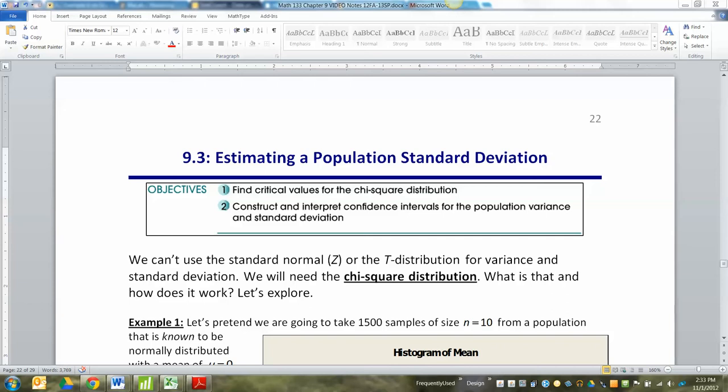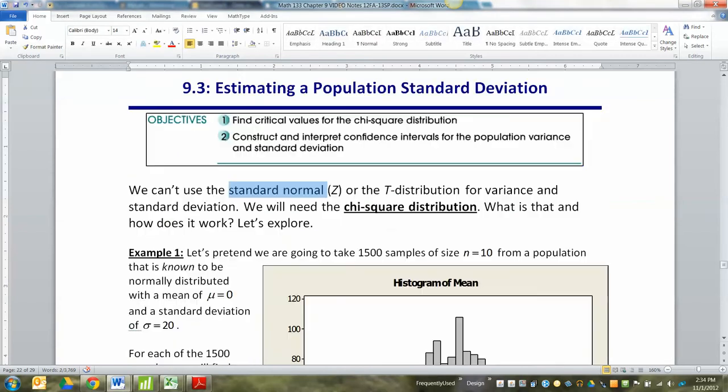So in section 9.3, we're going to be working with the population standard deviation and therefore also the variance, because remember, variance is nothing but the standard deviation squared. Okay, now I don't know if you noticed, but in section 9.1, when we were working with proportions, we were using the standard normal, i.e. the Z distribution. And then in 9.2, that wasn't going to quite work because we didn't know sigma.